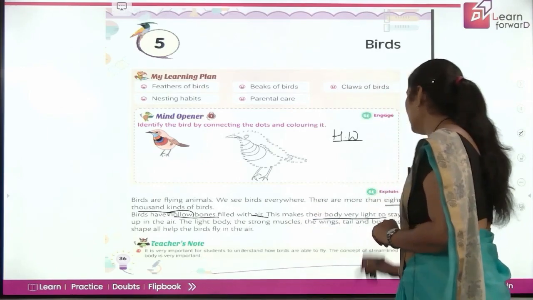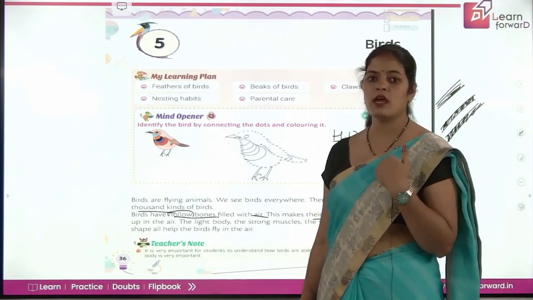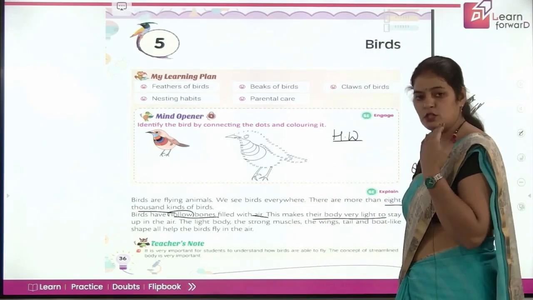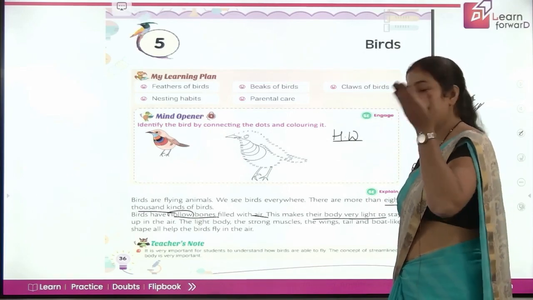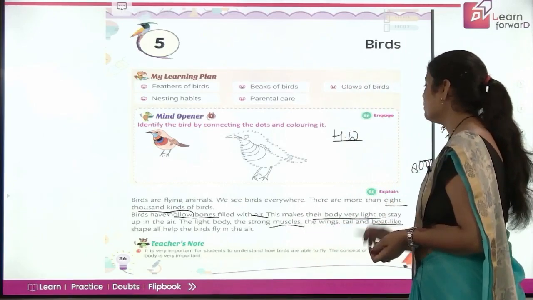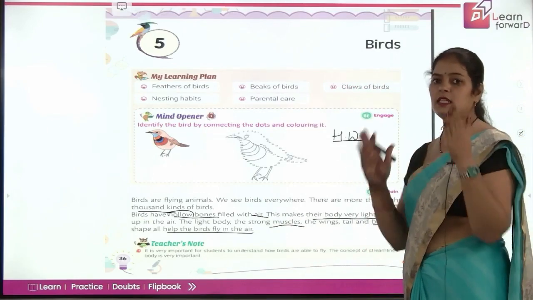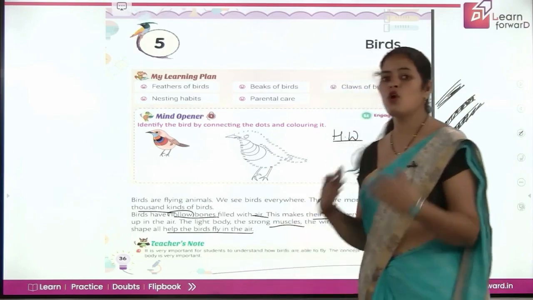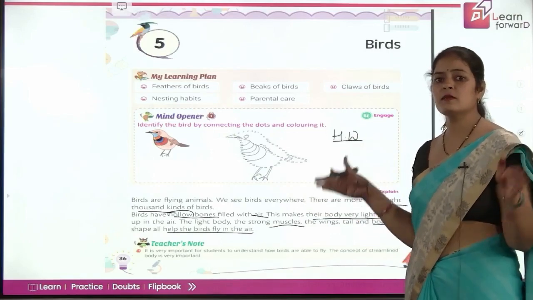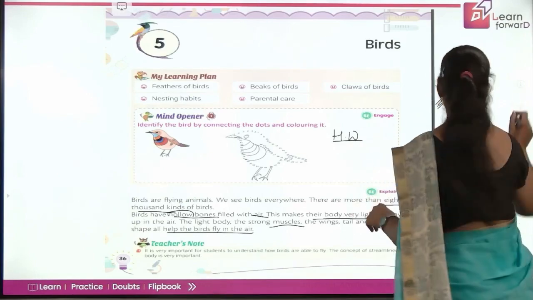This makes their body very light to stay up in the air. Bones are quite heavy; in human beings also, we have heavy bones. So here these air filled hollow bones make these birds very light to fly in the sky. The light body, the strong muscles, the wings, tail and boat-like shape all help the bird to fly. They have a boat-like shape so that they can move easily in the air. Next, they have strong breast muscles and strong wings so that they can fly regularly. They can flap their wings so that they can move up in the air.